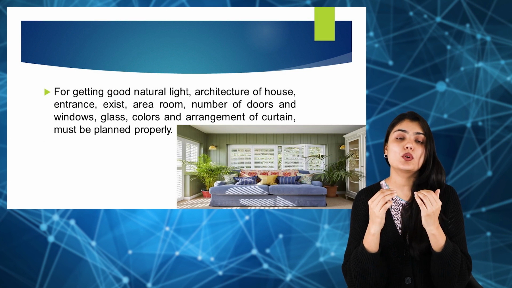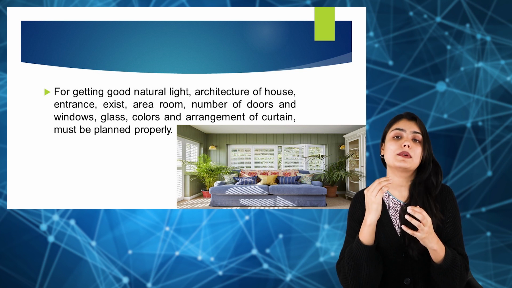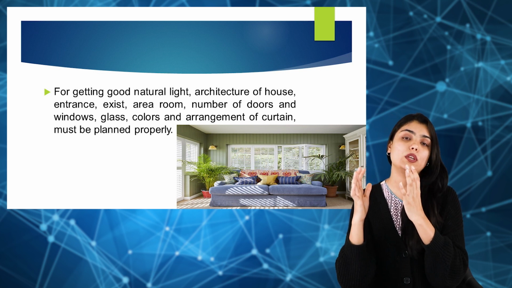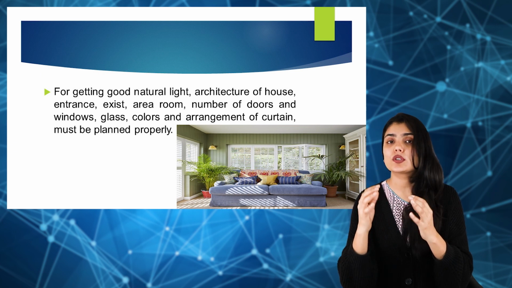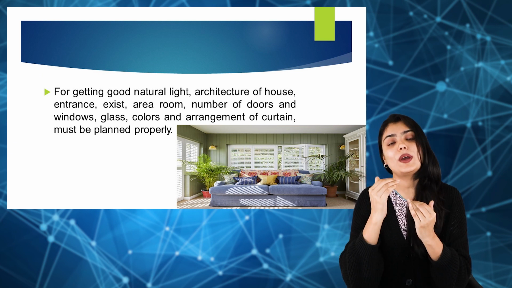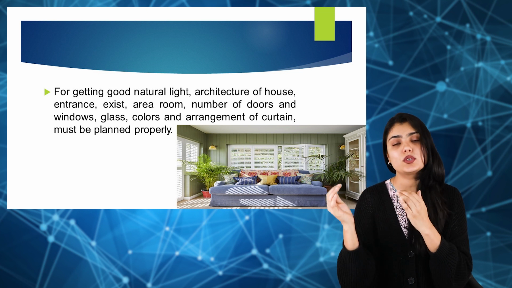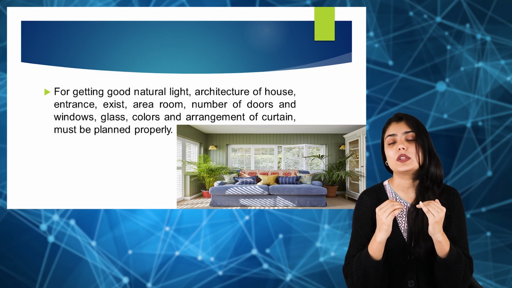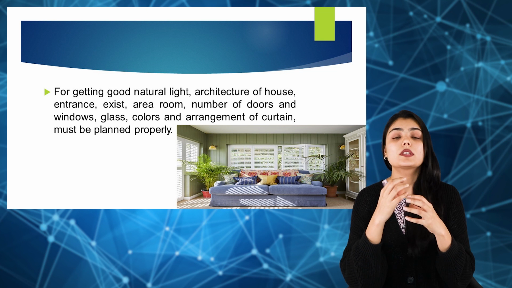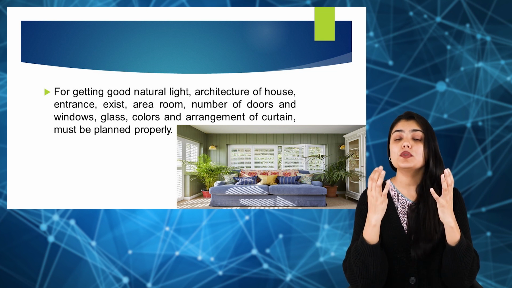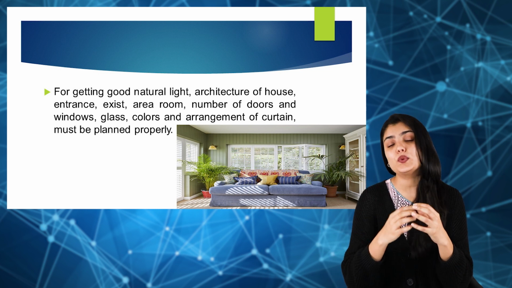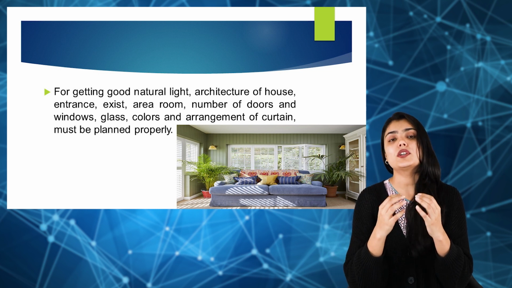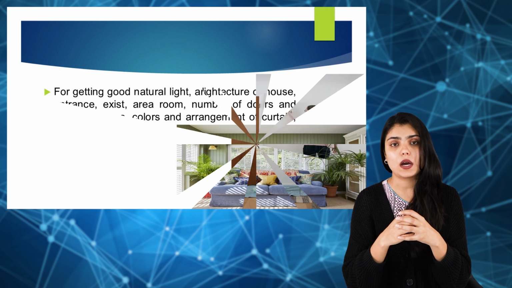To get a good source of natural light, the house must be planned properly. Where will the window be placed? The height of the window, the breadth of the window, the doors, the curtains, all of this must be well planned in order to make sure that good natural light reaches the house. The number of windows and doors, the use of glass in the doors, and also the colors and paints used inside the house also play a major role in the lighting of the house.